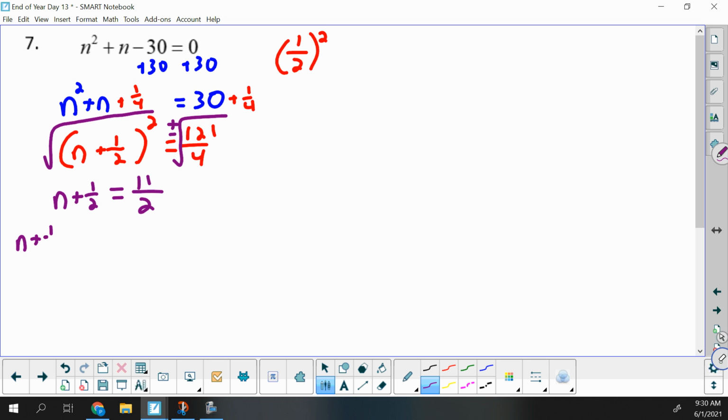We'll write two equations. n plus 1/2 is equal to 11/2. Oops, I forgot my plus and minus here, sorry. Is equal to the positive 11/2. And n plus 1/2 is equal to negative 11/2. And we'll finish off by subtracting the 1/2 over in each case.